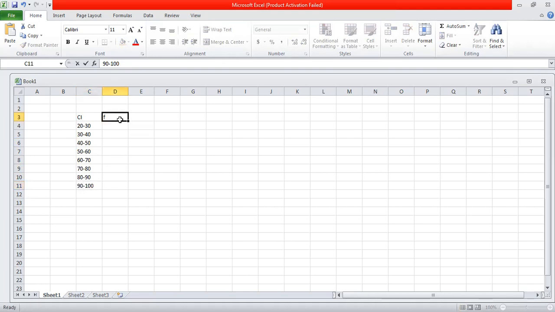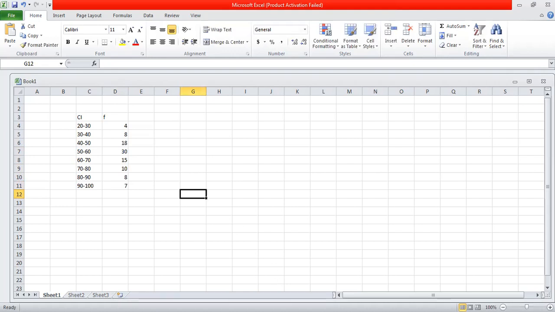Now next I'll enter the frequencies. The frequencies are 4, 8, 18, 30, 15, next is 10, 8, and 7. So for this data, first I have to calculate the central tendency and dispersion values.